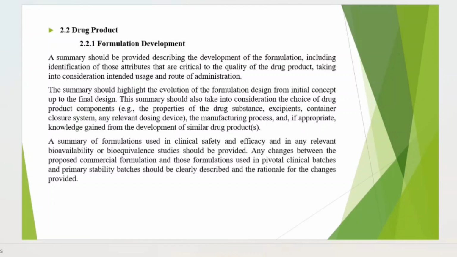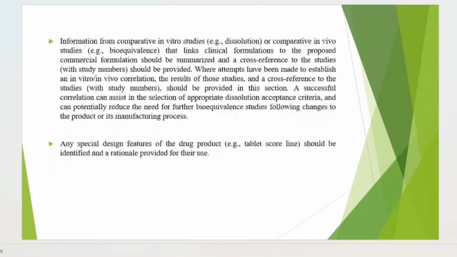और वो कमर्शियल बैचेस जो प्रोसेस वैलिडेशन की बैचेस होती है, पिवोटल बैचेस, उस पे वो BE स्टडी परफॉर्म की जाती है और उस BE स्टडी का रिपोर्ट हम डोजियर में सबमिट करते हैं. So in this way pilot BE study and pivotal BE study. Then information from comparative in vitro studies, example dissolution, or comparative in vivo studies, example bioequivalence, that links clinical formulations to the proposed commercial formulation should be summarized and a cross-reference to the studies should be provided.